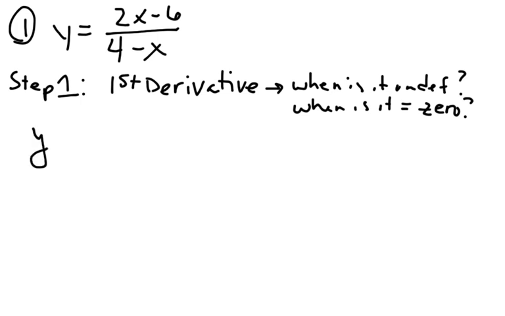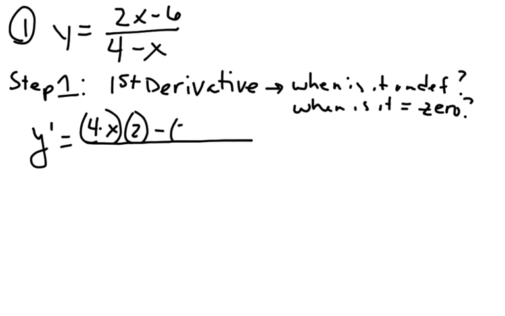Since this is rational, we're going to have to use the quotient rule to find the derivative, which is bottom times the derivative of the top minus top times the derivative of the bottom, all divided by the bottom squared, or low d high minus high d low over low low, however you would like to remember it. So we're going to start with the bottom, denominator 4 minus x, times the derivative of the top minus the top times the derivative of the bottom, all divided by the bottom quantity squared.